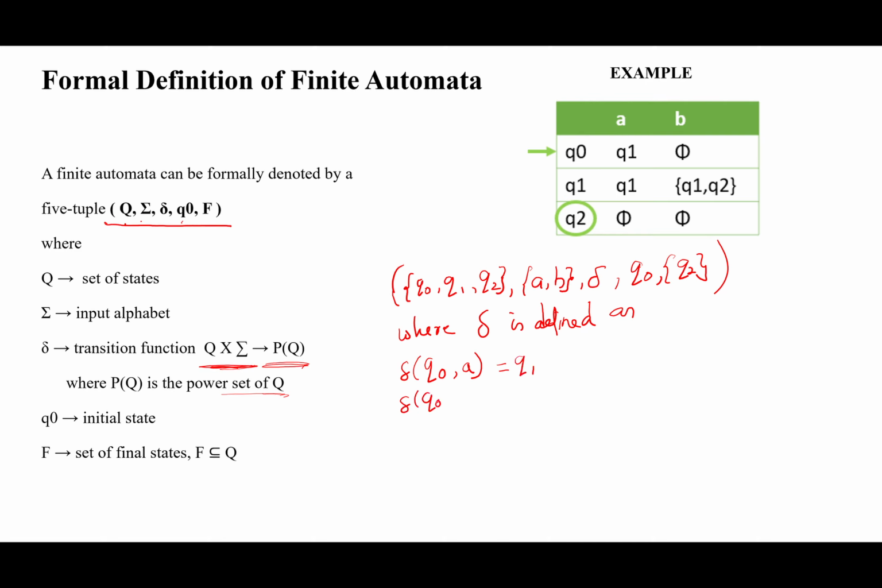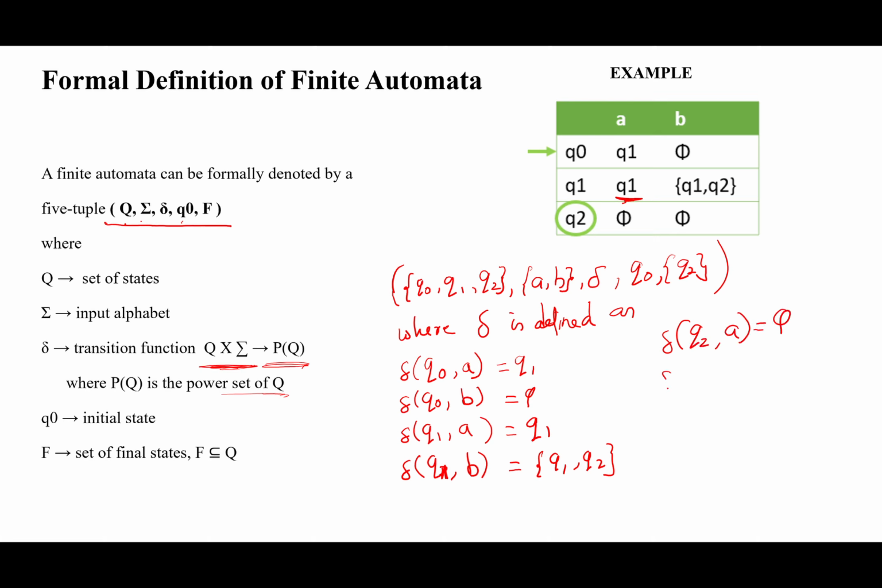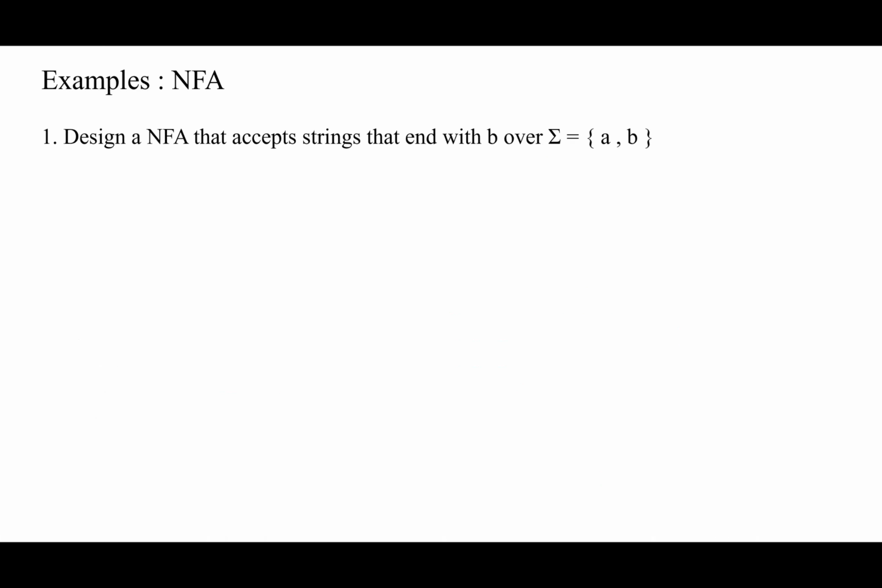Then delta of q0 comma b, so it is null. Then delta of q1 comma a, q1 comma a is q1, so it is q1. Then delta of q1 comma b, so it is q1 comma q2. Then delta of q2 comma a, there is no transition, so null. Then delta of q2 comma b, also no transition, so it is null. So this is the formal definition, and we will see one more example.